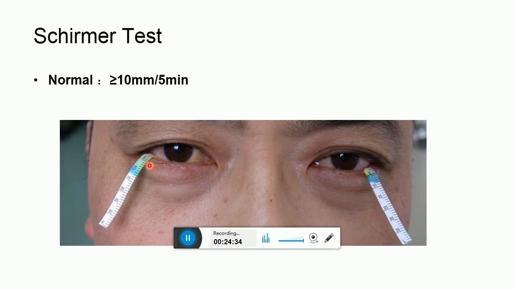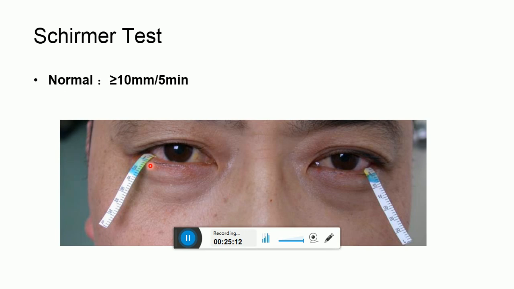Taking care not to touch the cornea or lashes, the patient is asked to keep the eyes gently closed. After 5 minutes, the filter paper is removed and the amount of wetting from the fold is measured. Less than 10 mm of wetting after 5 minutes without anesthesia, or less than 6 mm with anesthesia, is considered abnormal.